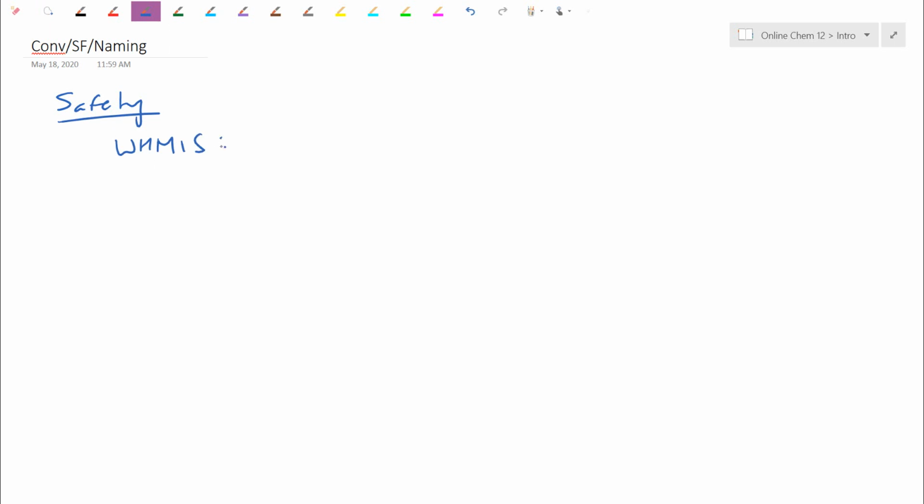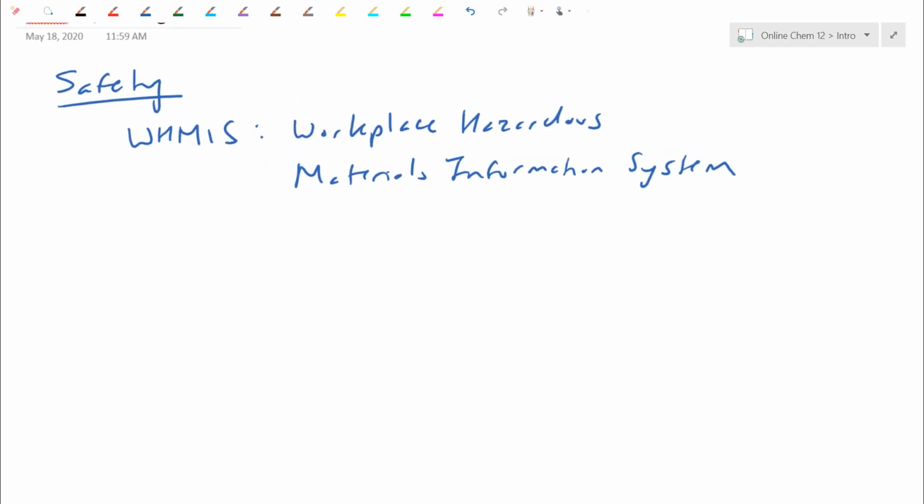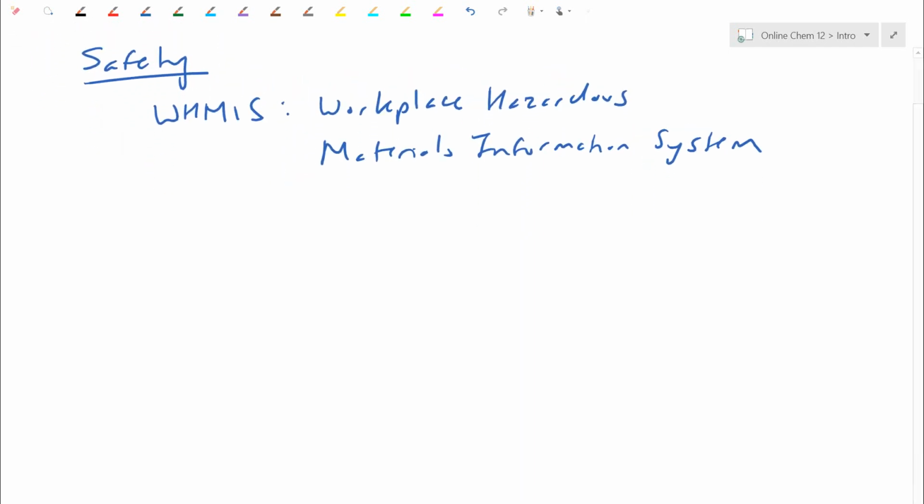So WHMIS, in our case here, is the Workplace Hazardous Materials Information System. Right, so basically, for our safety standard, this is a Canadian standard introduced in the 1980s or so. It was recently updated in 2015, so we're sort of in this transitionary period where you might still see some of the older symbols, those 8 pictures.